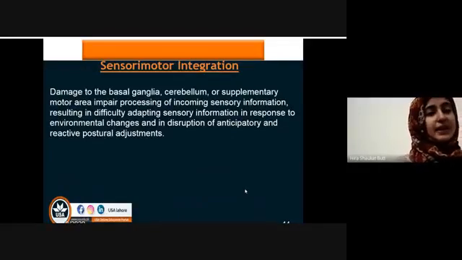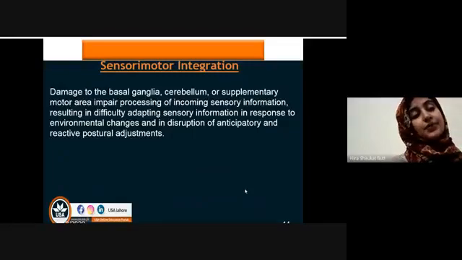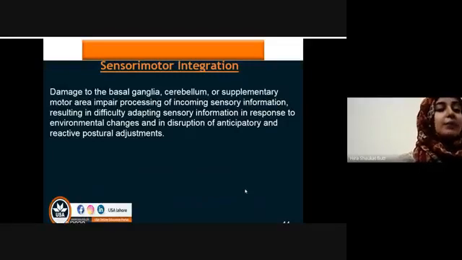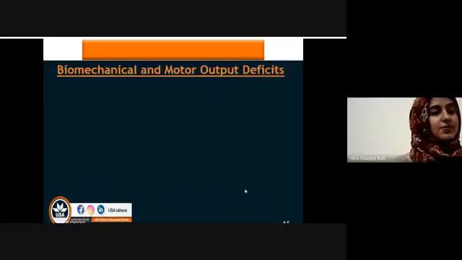Then there are the sensorimotor integration impairments. So damage to the basal ganglia, cerebellum, or supplementary motor area in case of any injury can impair your processing of incoming sensory information, resulting in difficulty adapting sensory information in response to environmental changes and in disruption of anticipatory and reactive postural adjustments.